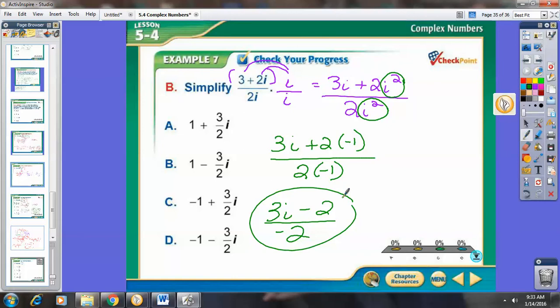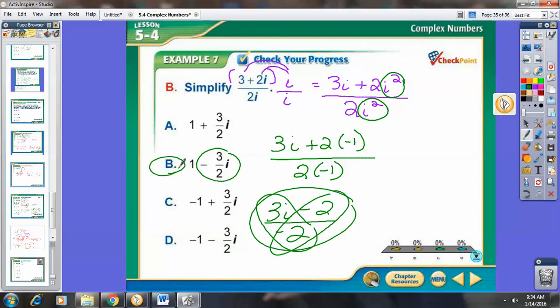Which of these answers on the left there is the same as our answer on the right? I don't believe D is the correct one. No, it's B. It's B. It's B. This is going to give us -3/2, okay, which is what we have here, -3/2. And -2 divided by -2 is going to give us +1. Right.